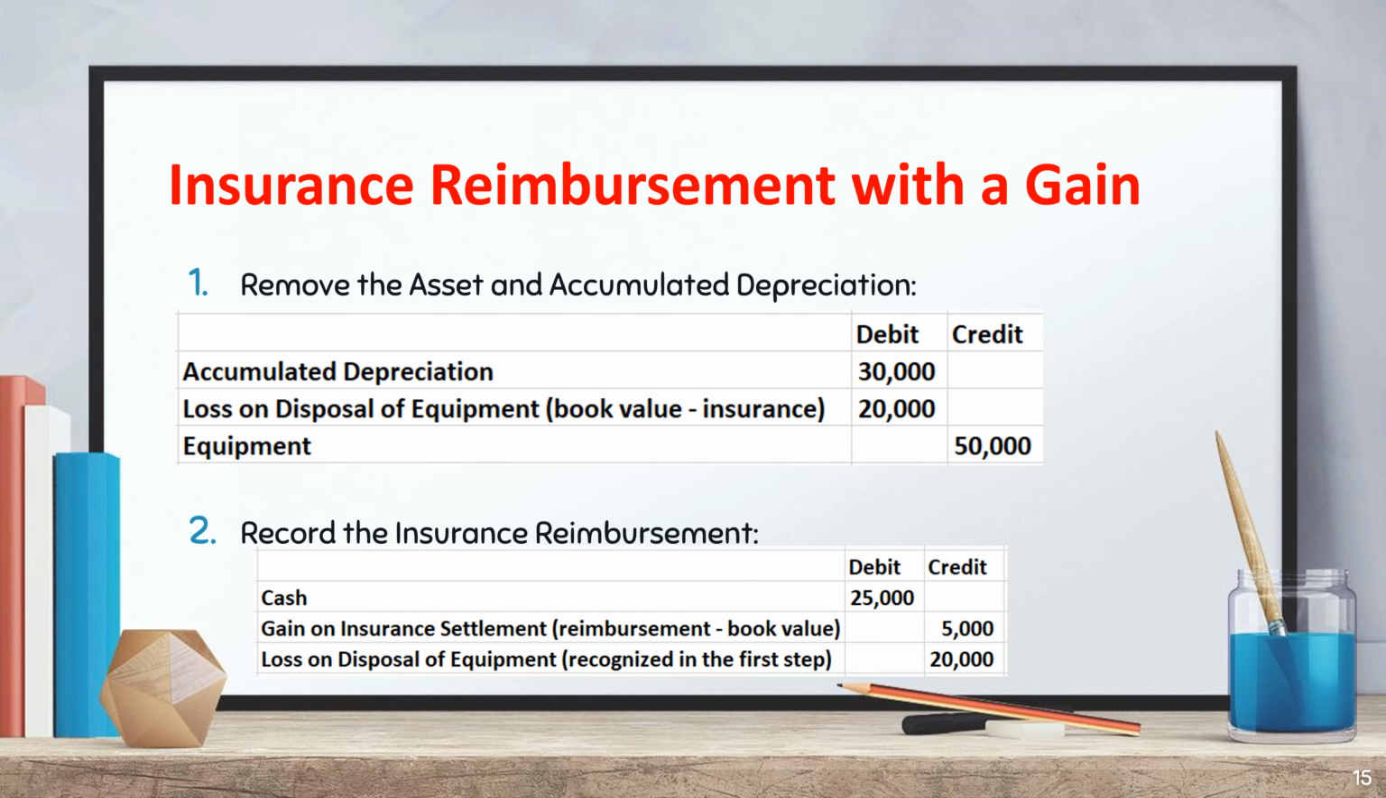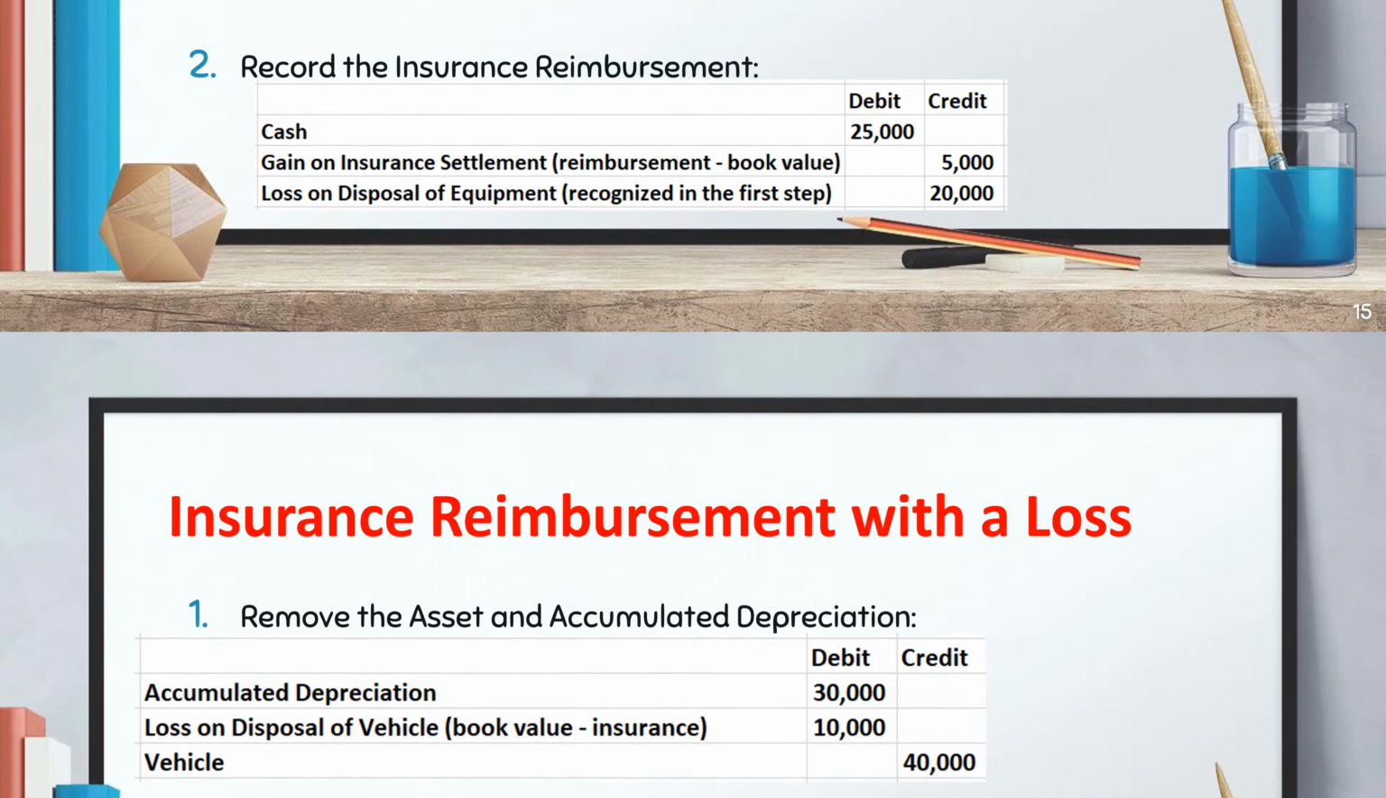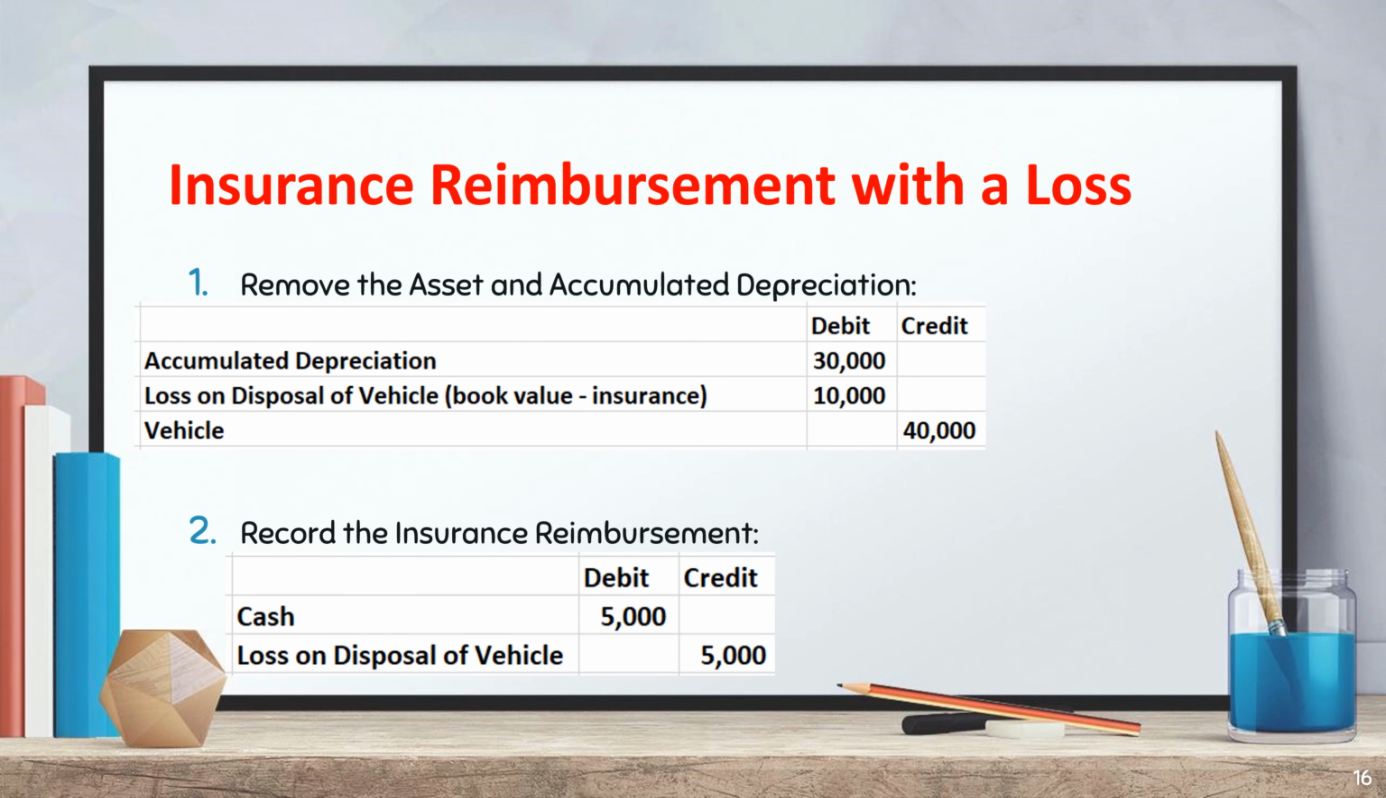And finally, let's look at reimbursement on an insurance claim. In the first scenario we look at is insurance reimbursement with a gain. Here are the journal entries. In the second scenario, we look at insurance reimbursement with a loss. Here are the journal entries.